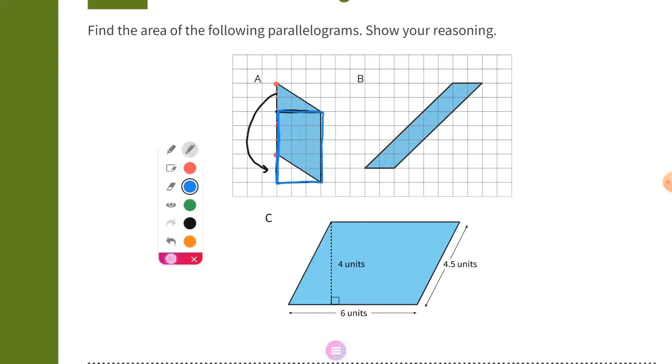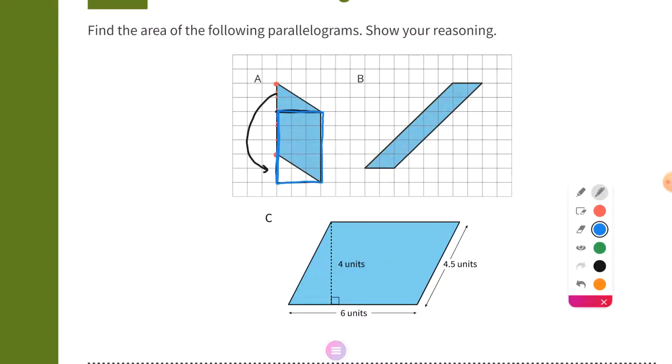Ethan, how do I find the area of a rectangle? A equals length times width. What are my dimensions? 3 and 5. What's 3 times 5? 15. What's my label? Units squared.